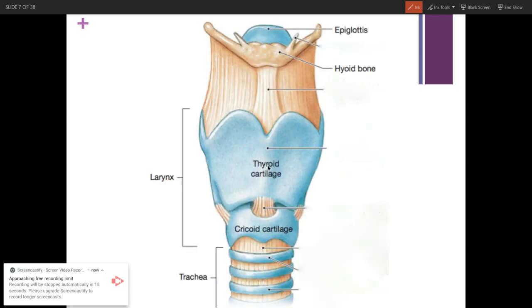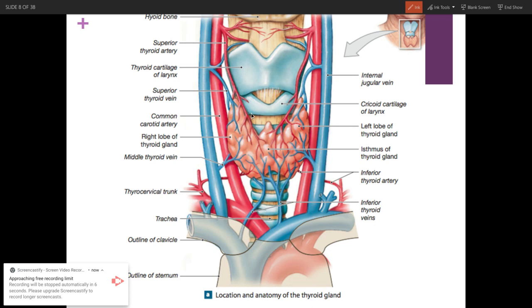So again, here's the larynx with that thyroid cartilage right there, and there's the cricoid cartilage. Here's our trachea just below here. And then here's the thyroid gland itself sitting below that cricoid cartilage. Again, it's going to have a little granular and a dark appearance.